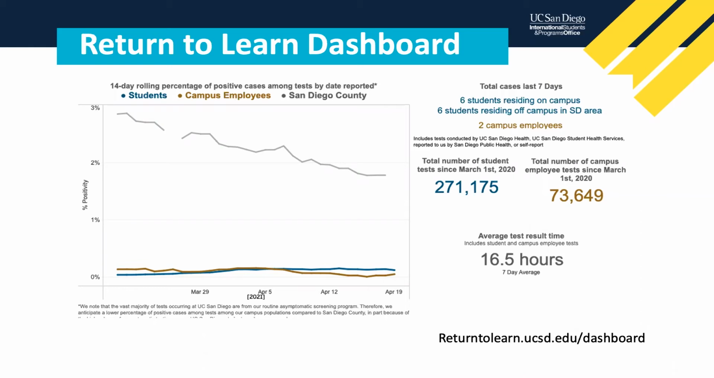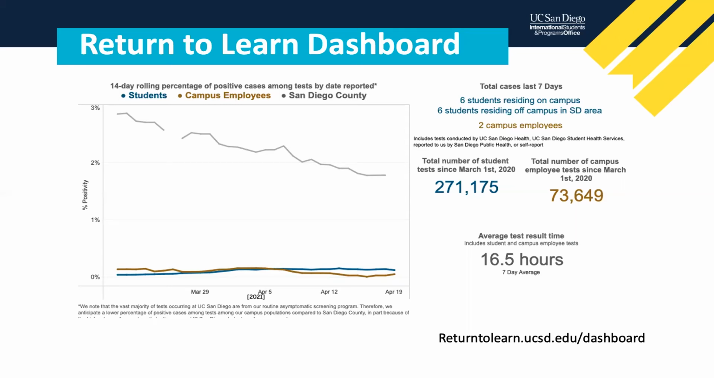The dashboard shows data of UC San Diego students and employees who have tested for COVID, how many positive cases there are, and so forth. As of yesterday's data, there have been 6 students residing on campus who tested positive, 6 students residing off campus who tested positive, and 2 campus employees who tested positive in the last 7 days.